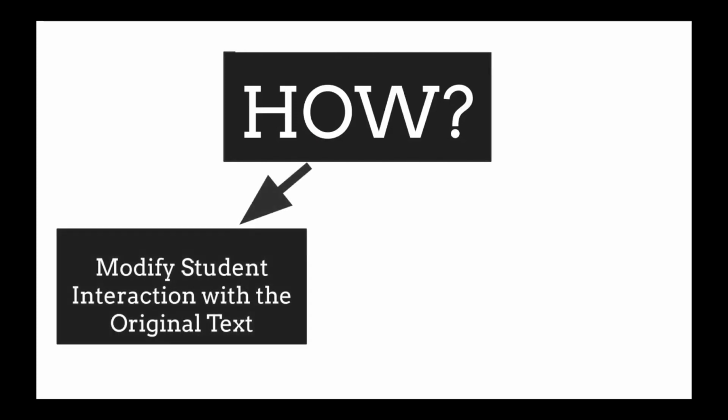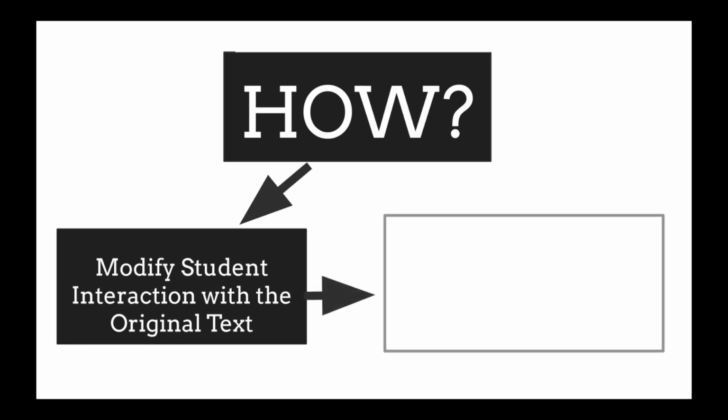Okay, so how do we make sure our texts are comprehensible for our English learners? Well, we got two ways to do this. The first one is we can modify how our students are going to interact with the original text without changing anything in the text itself. And this is a quick way of making sure texts are accessible for our English learners.